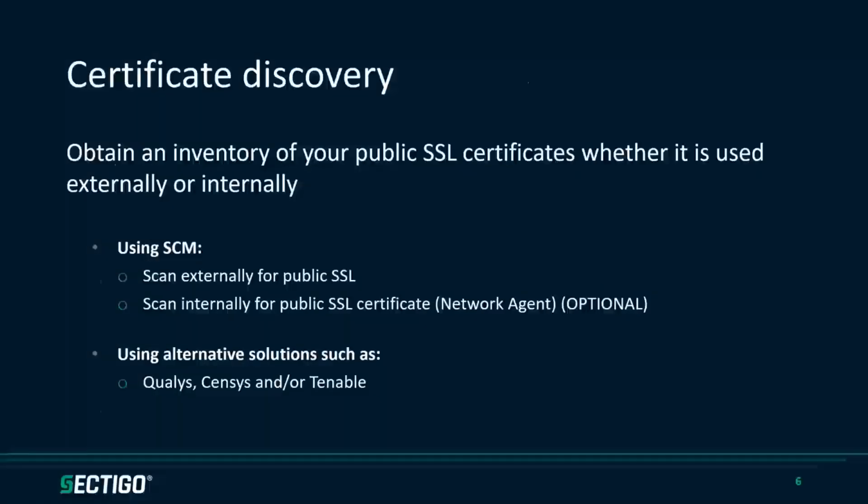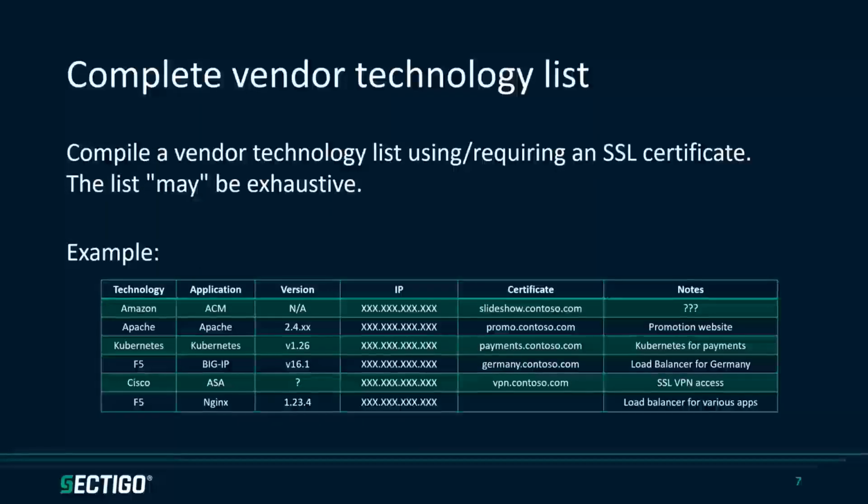All right. So next, your vendor technology list. Now, this is the hard part. As we all know, every organization, including Sectigo itself, uses different vendors along the way. Some are better than others at keeping track of what they purchase and what they're using, internally or externally. So the idea of this specific step is, same concept, you get a canvas of what you're currently using that needs an SSL certificate, and you build that list.